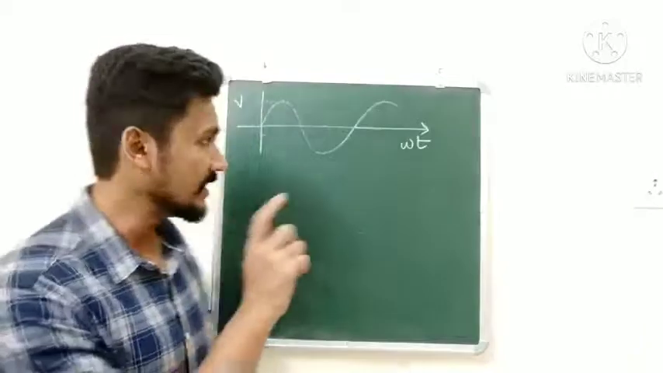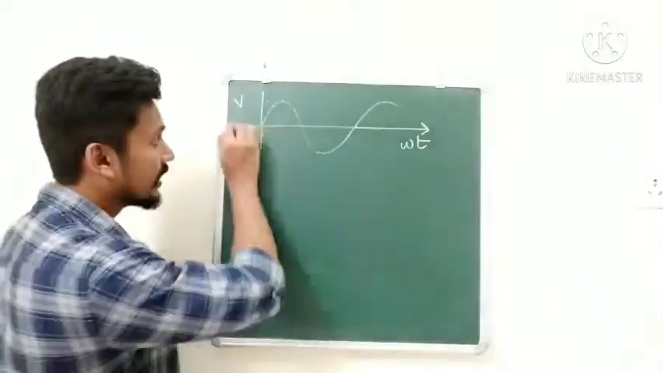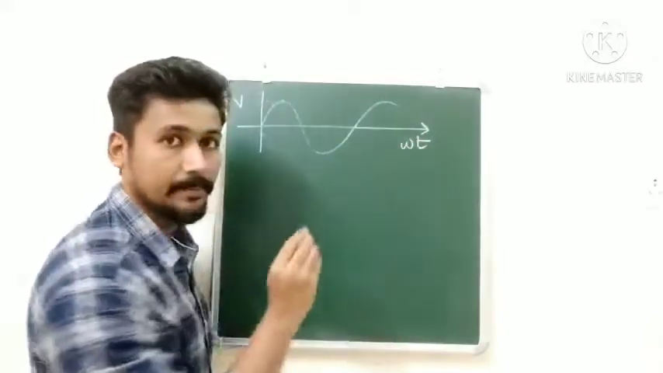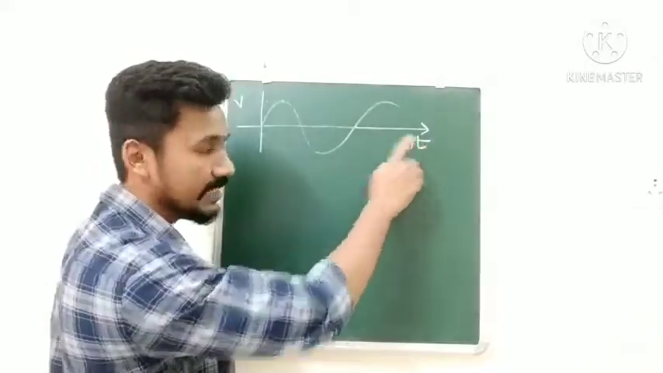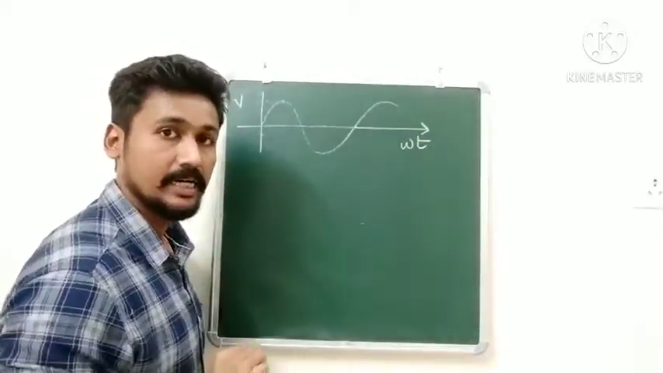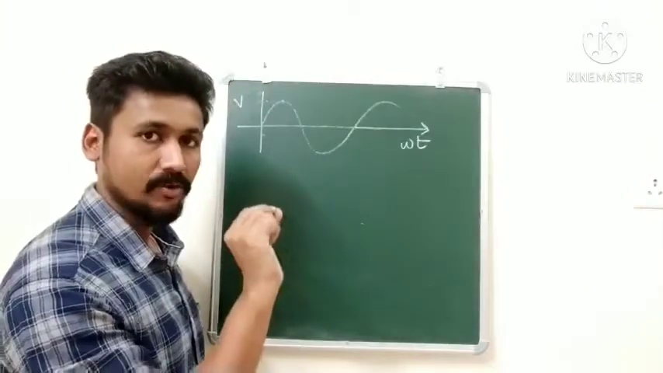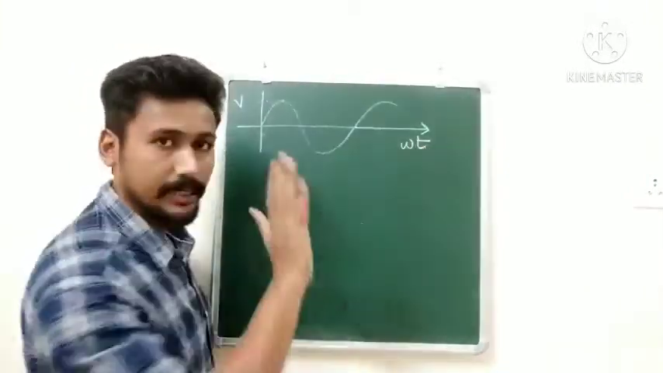So this voltage is represented on this graph. Now what do you see in this graph? The x-axis is omega t. Omega is the angular frequency and t is the time. So basically omega t is theta. That will give, when that coil is rotating, what is the angle that it is making with the magnetic field? Don't worry too much about it.